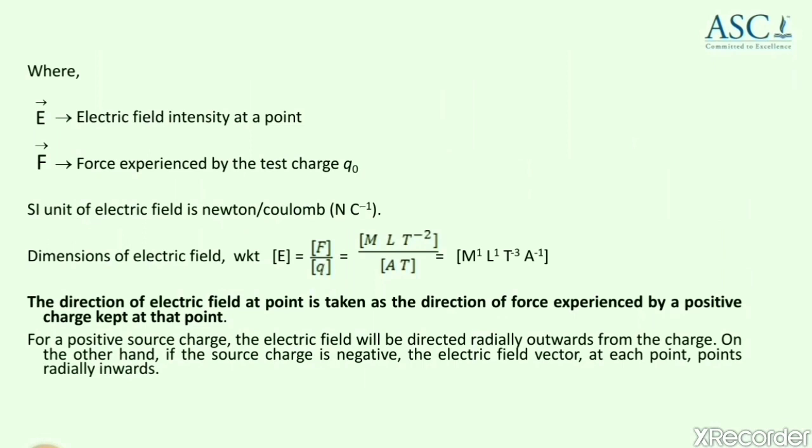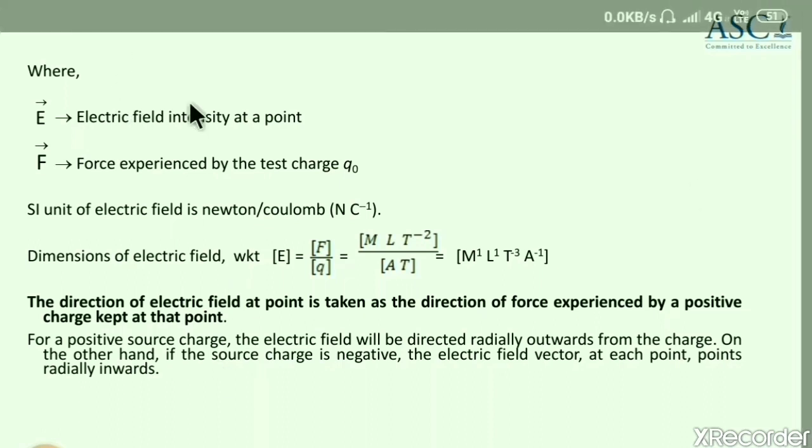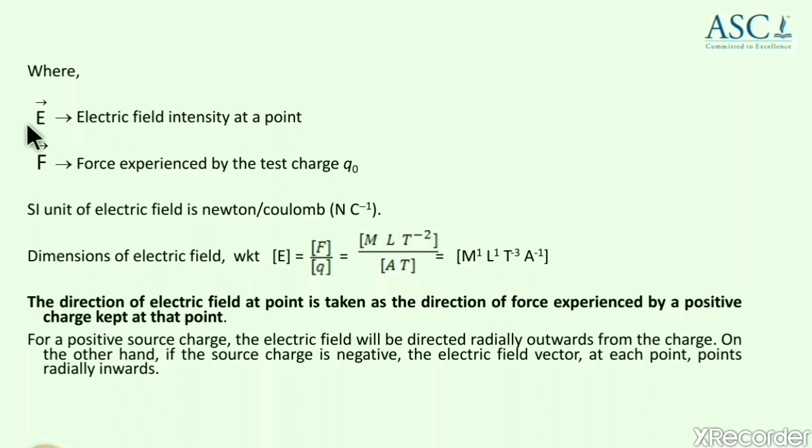See, now let us try to write the explanation of the terms involved in the expression. As you already know from the definition itself, but still you have to mention the explanation of the terms. Here, if E is the electric field intensity at any point, then F equals the force experienced by the test charge q naught. See, it is always necessary in physics to know the quantity's SI unit and dimension formula. So any time you learn a new physical quantity in physics, you must learn its SI unit as well as its dimension formula.